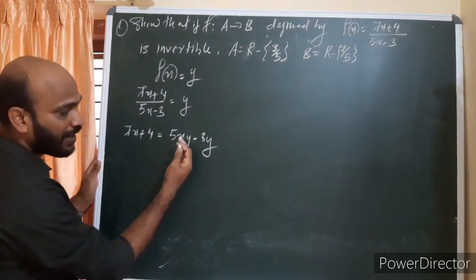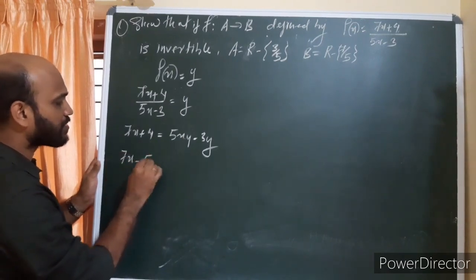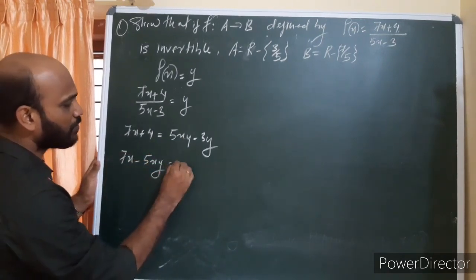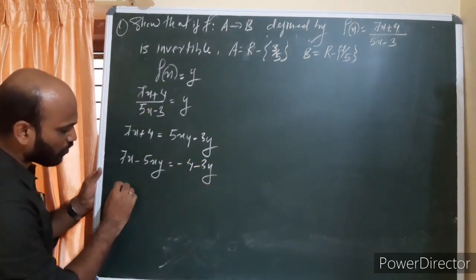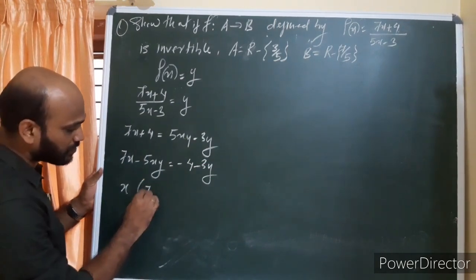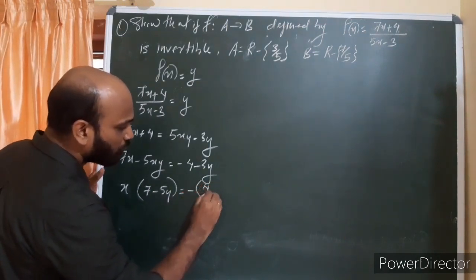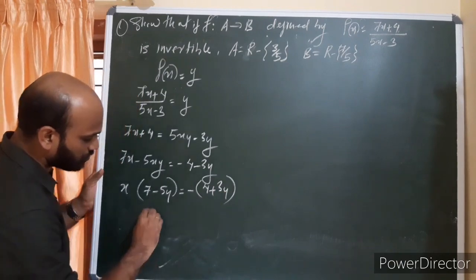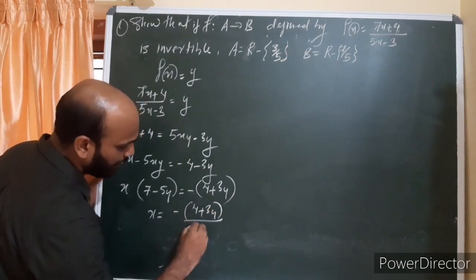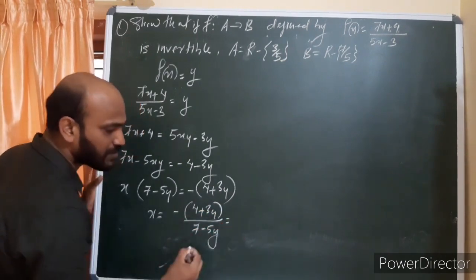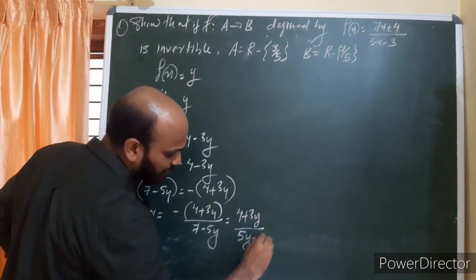Right. Take all terms containing x to one side. So 7x minus 5xy is equal to minus 4 minus 3y. Right. So take x as common. The remaining term will be 7 minus 5y, is equal to minus of (4 plus 3y). So what is the value of x? Minus of (4 + 3y)/(7 - 5y), that is (4 + 3y)/(5y - 7).